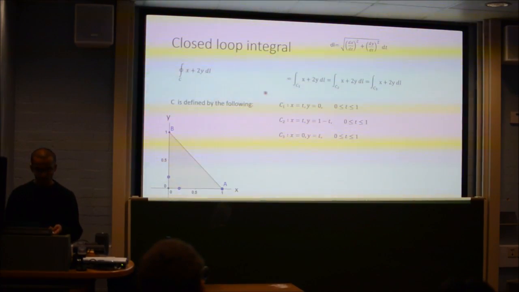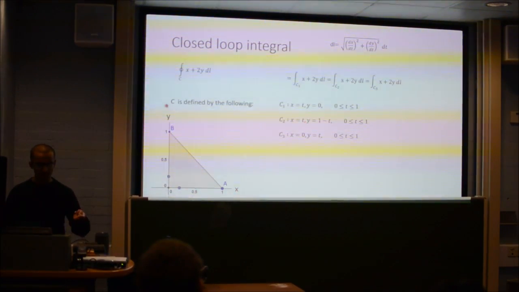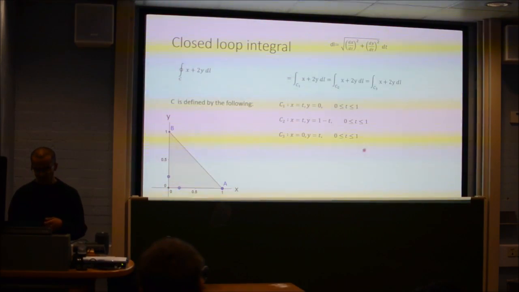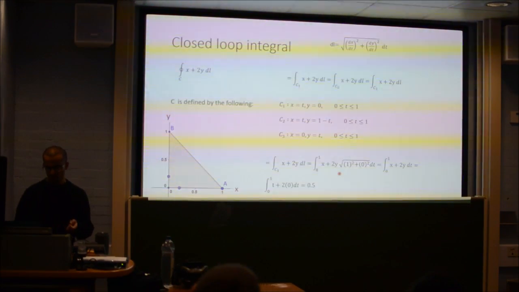For our first one, x is equal to t because you see it just increases linearly, and y is constant here. From here to here, you can see that both x and y change, so I made x equal to t and y equal to 1 minus t, which is that line there. For our third part, x is constant, it's fixed at 0, and y obviously changes. Now I'm going to take the first side from O to A.